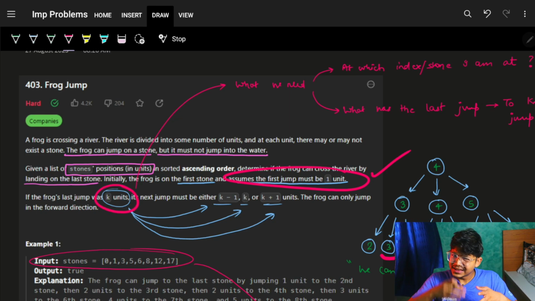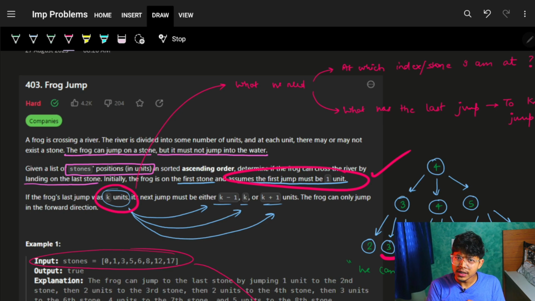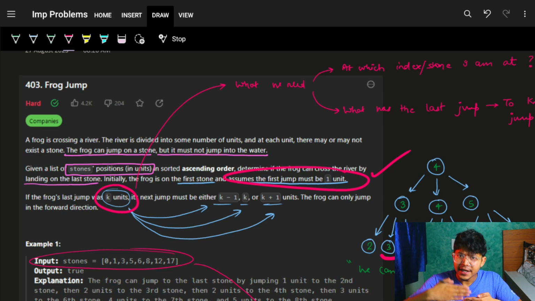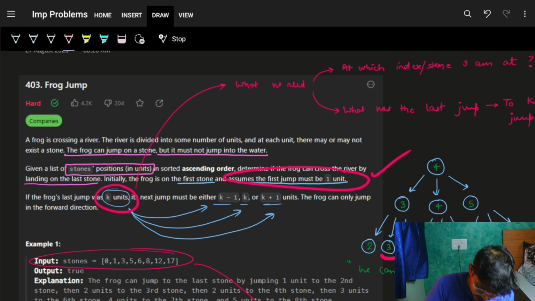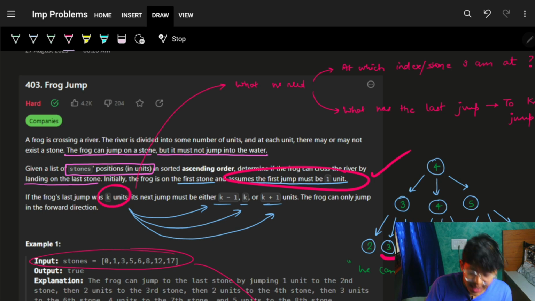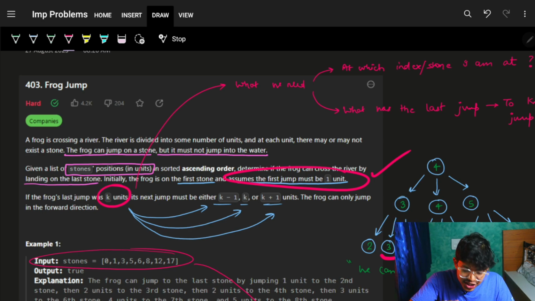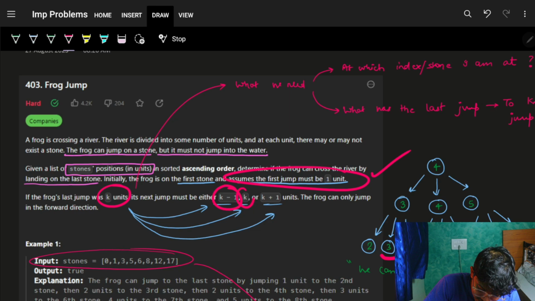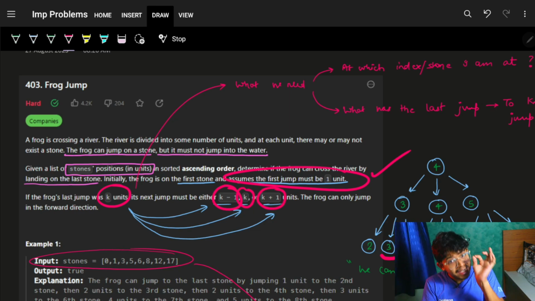Okay, this jumping stuff was good, but how is it going to propagate? As in, if I do some jump, then how do I do the next jump? That is told by this condition: if I had a last jump of k units, the next jump can be k minus 1, k or k plus 1 units. Now, here is the big hint.